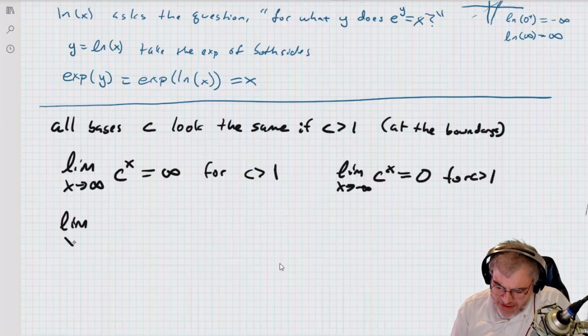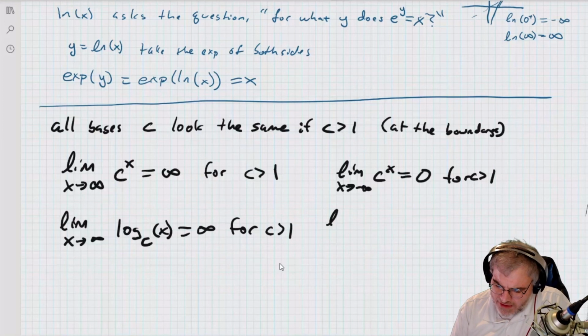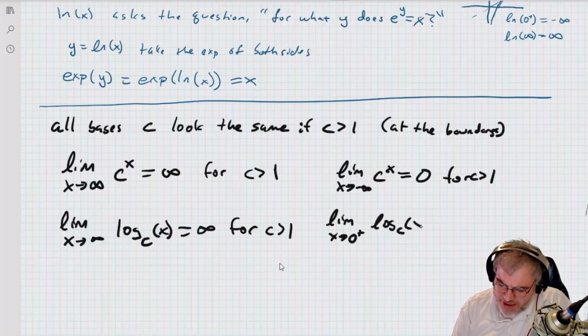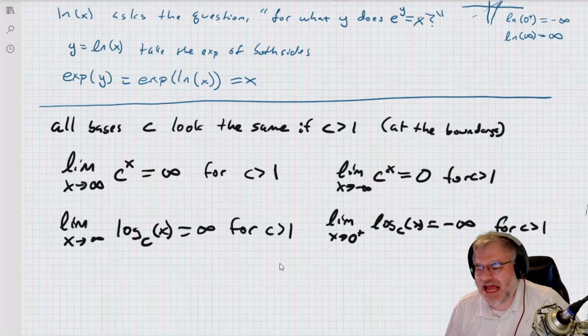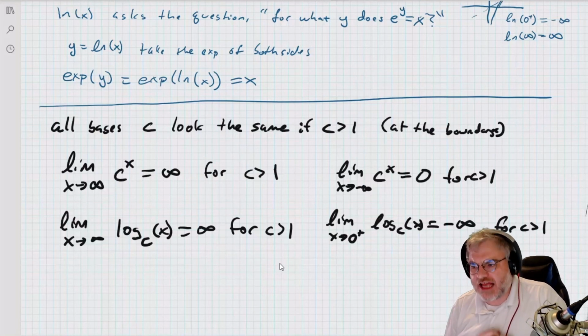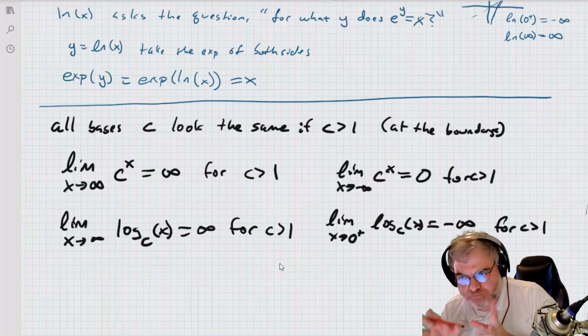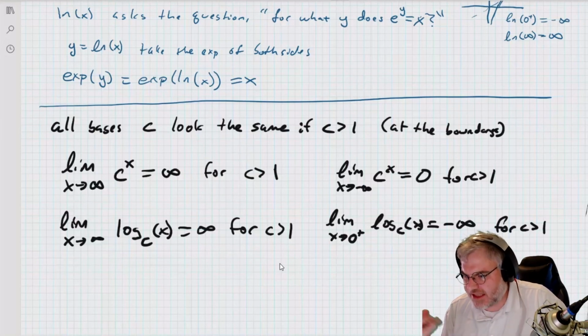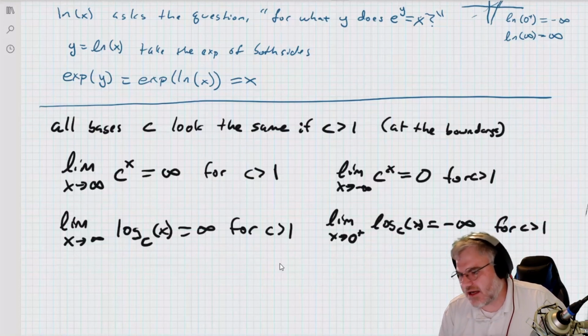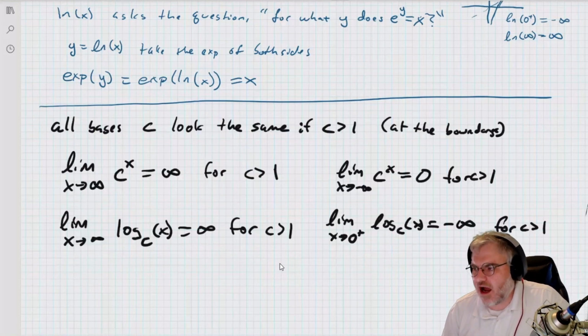The limit as x goes to infinity of log base c of x equals infinity for c greater than 1. And the limit as x goes to 0 from the right of log base c of x equals negative infinity for c greater than 1. In other words, they all act the same as the natural exponent and the natural log at the extremes. Obviously, the stuff in the middle is going to be different. But at infinity and negative infinity for c to the x, and at infinity and 0 plus for log of any base greater than 1, they all look the same. Okay? All right, so that's how you do those problems.